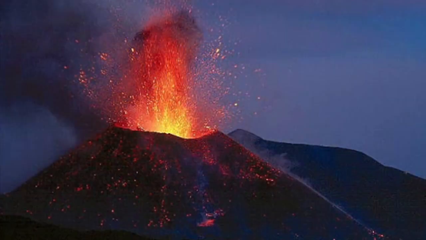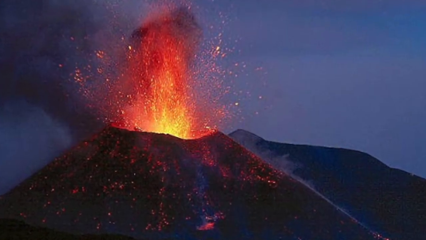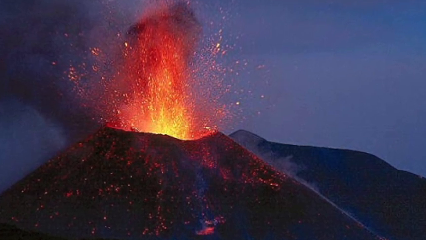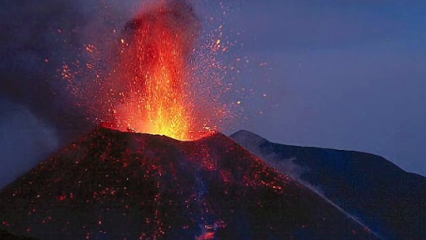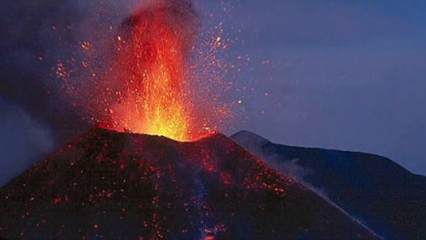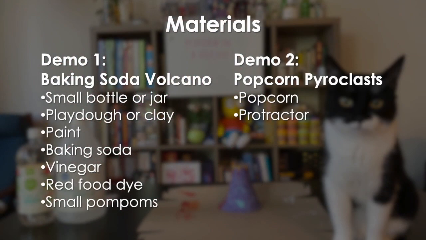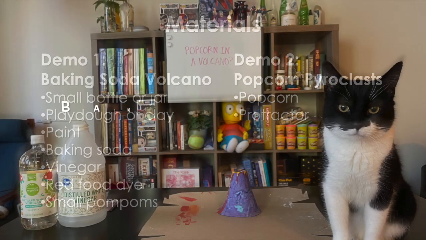This is exactly what happens in a cinder cone volcano. Over time, gas builds up in the central vent and increases the pressure, causing highly explosive eruptions. I have prepared 2 experiments to demonstrate how a cinder cone volcano erupts and how its outer cone shape forms. These are the materials needed to do both experiments.